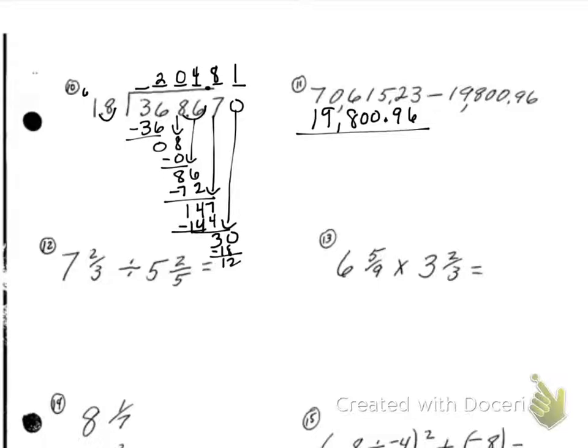Alright, so 3 minus 6, can't do that. 2 becomes a 1, 13, minus 7. 5 is a 4, 11, minus 2. 4, minus 7 is a 6, 10, 9, 16, so 8, 0, 5. 50,814 and 27 hundredths.